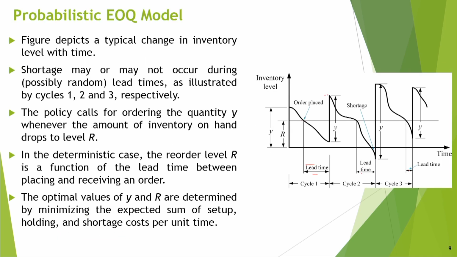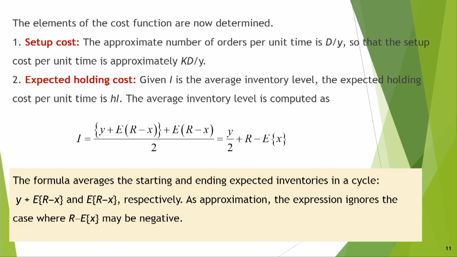The figure depicts a typical change in inventory. Now the elements of the cost function are determined. For the setup cost, the approximate number of orders per unit time is D divided by Y, where D is the demand.